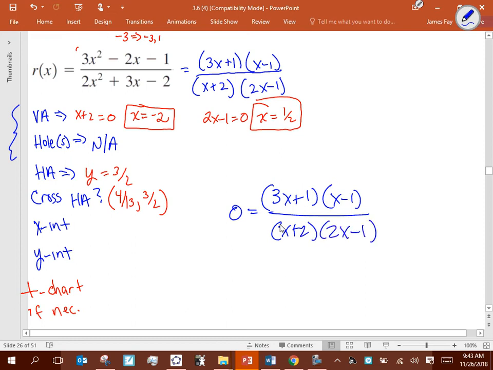Okay? All of your x-intercept work is easier in the factored form. Okay? Vertical asymptotes, best to use the factored form. The holes, best to use the factored form. Horizontal asymptote, I think the expanded form is best. Cross the horizontal asymptote, I would think that the expanded version is best. X-intercept, the factored version is best. Okay, so you got to kind of understand which format of R(x) is best to gain this information from.